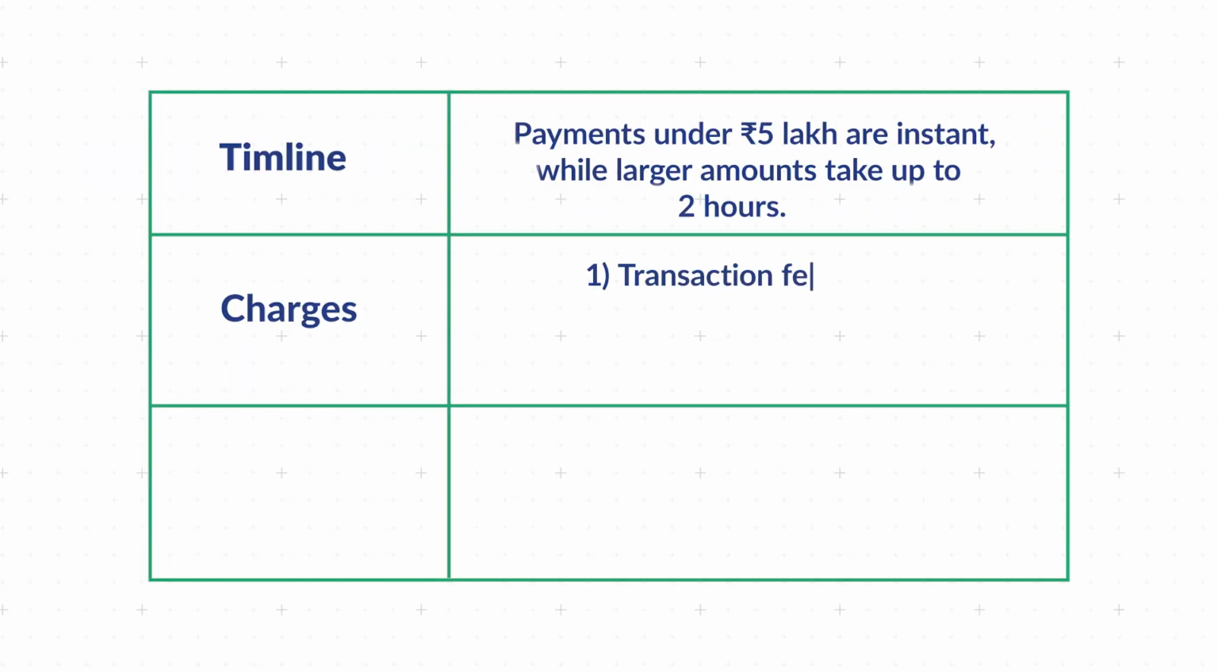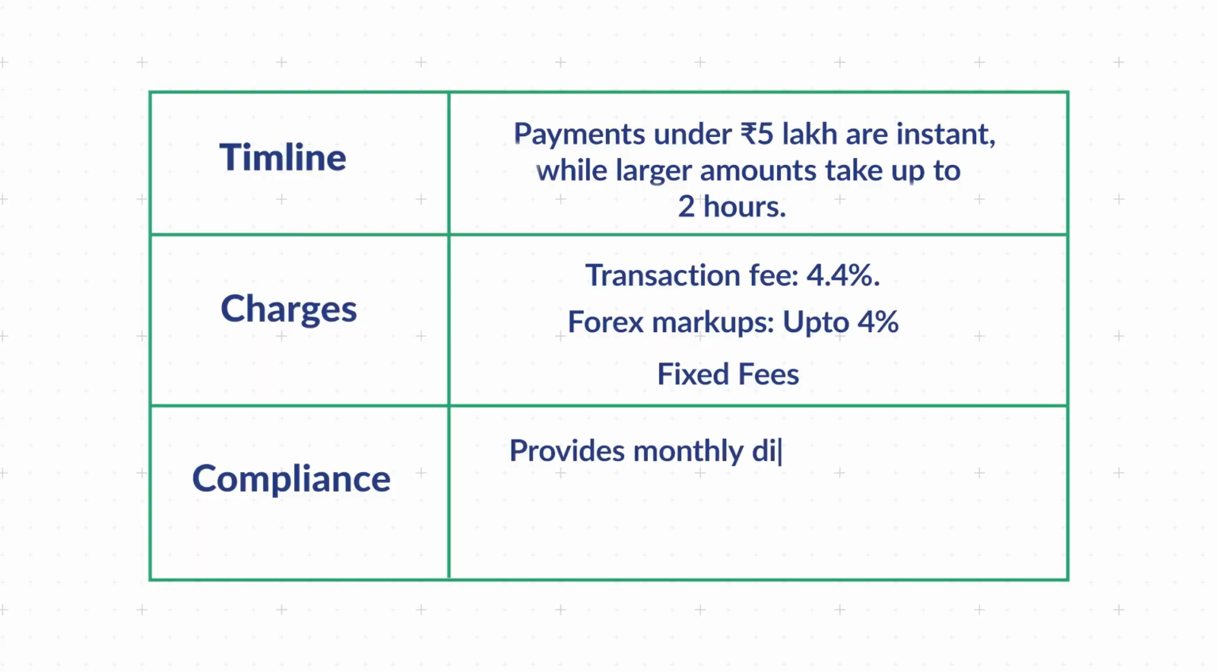Now talking about charges. PayPal charges you a transaction fee of 4.4%. They may charge you a forex conversion fee, that is forex markup, of up to 4%, and then there's a fixed charge that you have to pay apart from these charges. Now for compliance, PayPal offers FIRA every 15th of the next month.